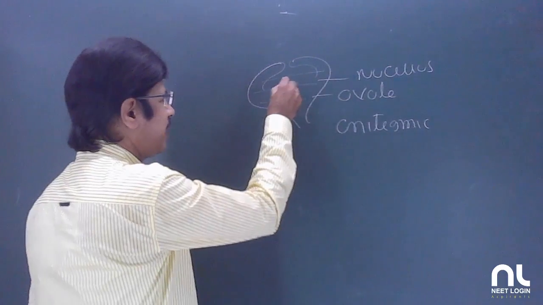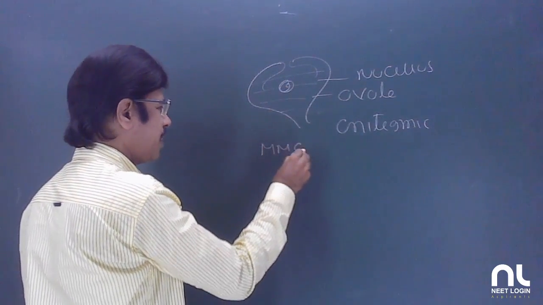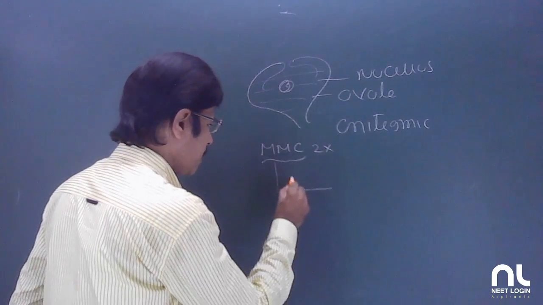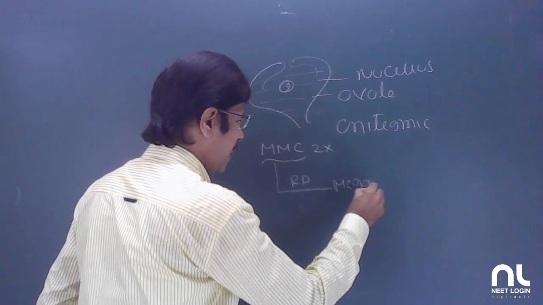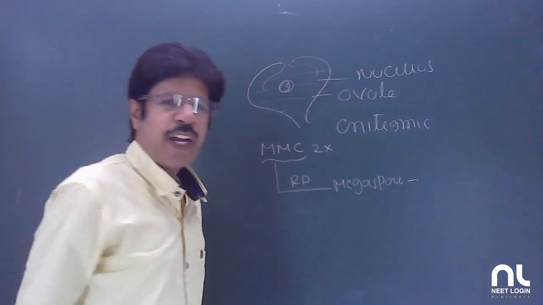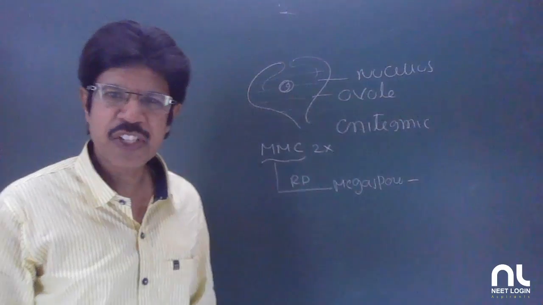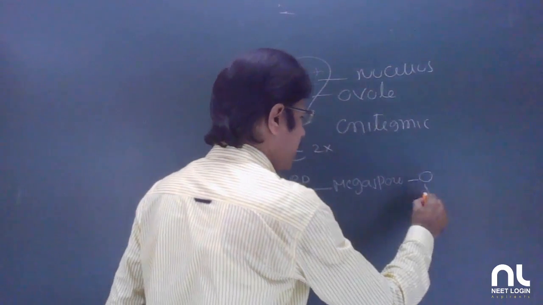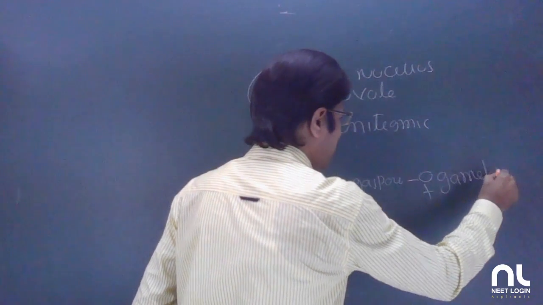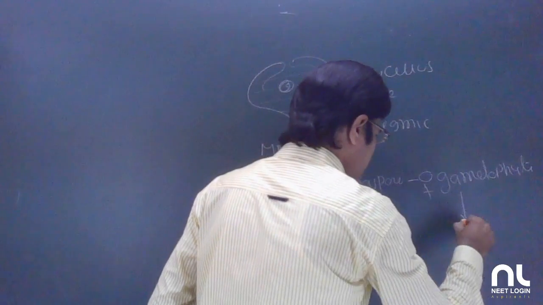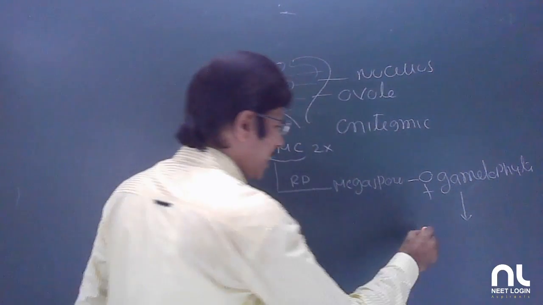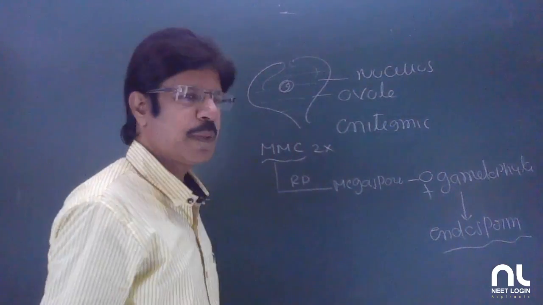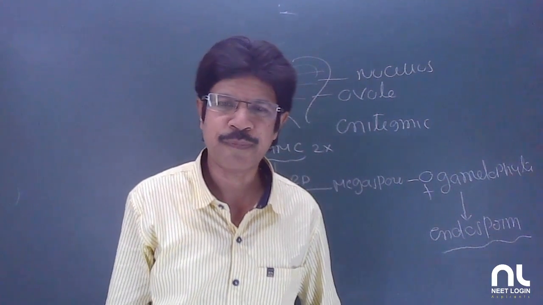And one of the cells in the nucellus acts as the megaspore mother cell, which is diploid. The megaspore mother cell undergoes reduction division to form megaspores. Out of 4 megaspores, 1 megaspore becomes functional and undergoes free nuclear division as well as cellularization, resulting in which gametophyte? The female gametophyte. This female gametophyte is nutritive. It acts as endosperm. Don't get confused between the endosperm of gymnosperm and the endosperm of angiosperm.